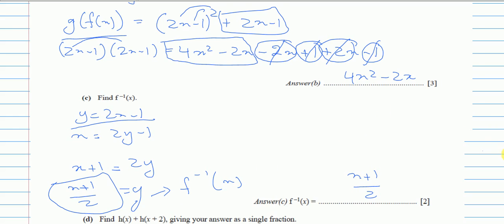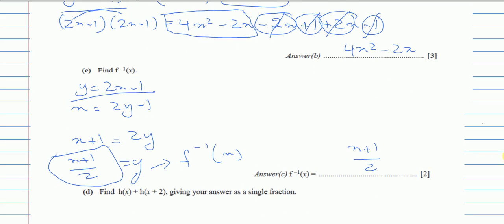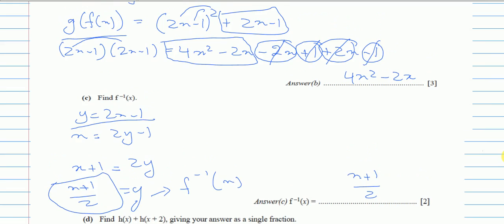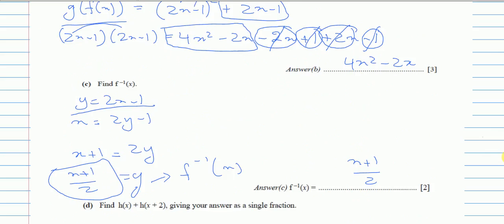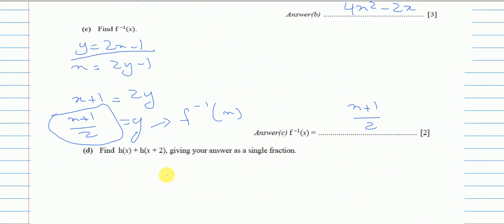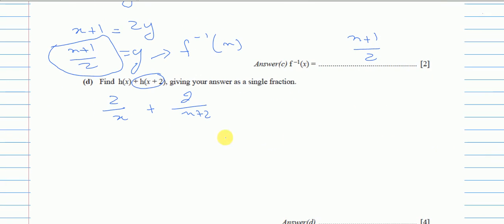Part D, find h of x plus h of x plus 2. First of all, what is h of x plus 2? It's 2 over x. So I'm writing this one first: wherever we see h of x, we replace the x with x plus 2, so it will become 2 over x plus 2. And let me write this one here now. It was 2 over x.